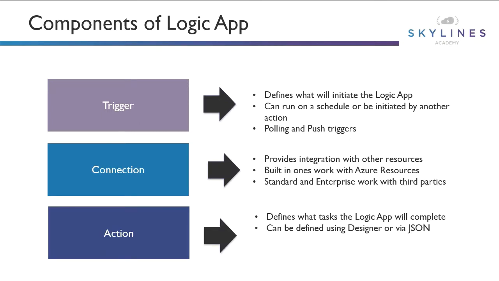Once you have the connection defined, we now define the action. The action can include any number of steps that you define. This can be as simple as sending a notification when the storage blob is updated to deploying a new environment when a request is submitted. The options are essentially limitless depending on what your needs are.